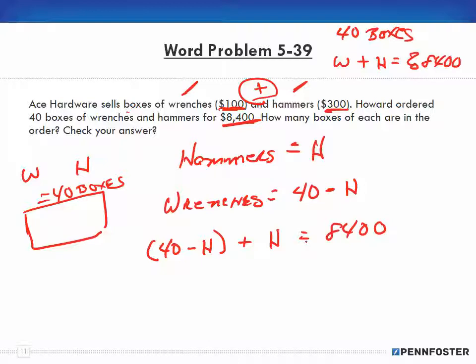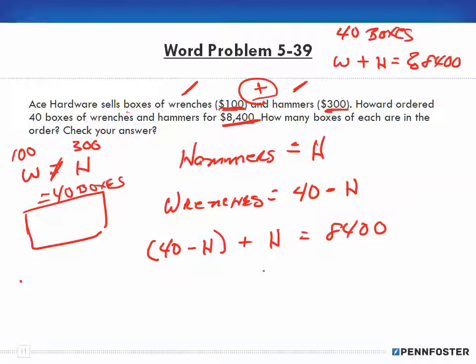However, that would be the equation if the hammers and the wrenches were the same price. Okay, let me go over here. If my wrenches equaled my hammers, that would be fine, but they don't equal each other, because the wrenches are $100 and the hammers are $300. So we need to take that difference into consideration.